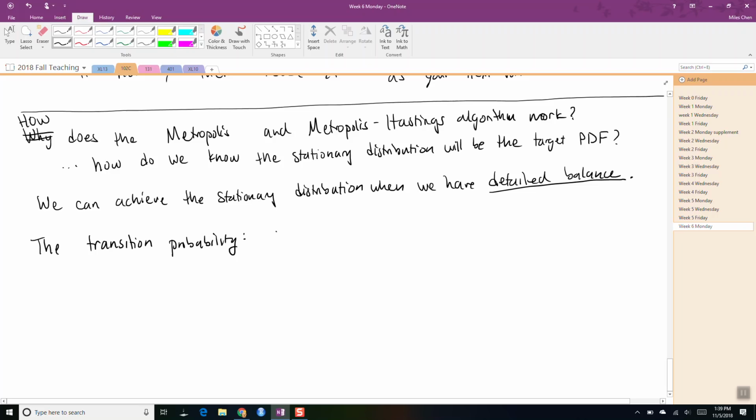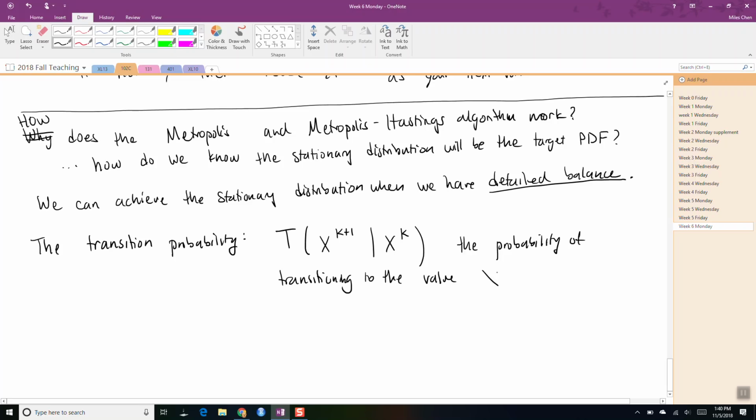Okay, so we're going to say the transition probability is going to be written as T of xk plus 1 given xk, all right? And this is the probability of transitioning to the value xk plus 1 if you are currently at xk.